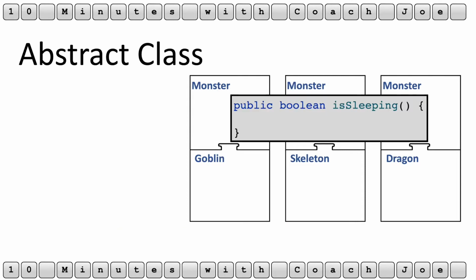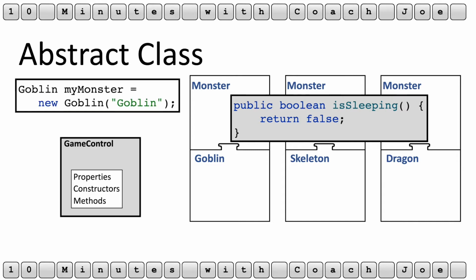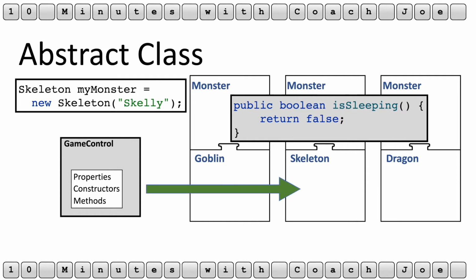For example, let's say the parent class has a public method called isSleeping. All monsters will have a 10% chance of being asleep. Let's say the result is false for this example. When the GameControl class instantiates the Goblin child class and calls the isSleeping method, the value false is returned. If the GameControl class instantiates the Skeleton child class, which also inherits the abstract Monster class, and calls the isSleeping method, the value false is returned. The same method from the abstract Monster parent class is used by both child classes. This is one example of code reusability.